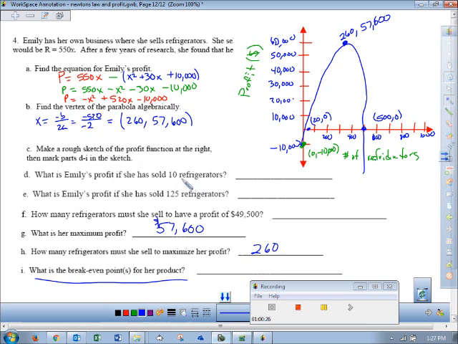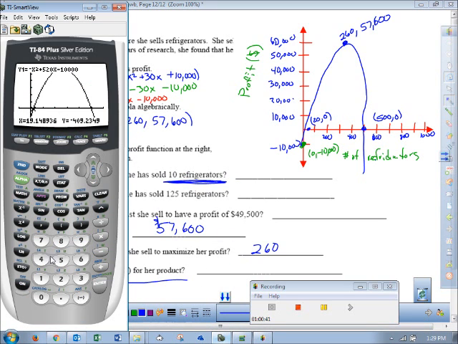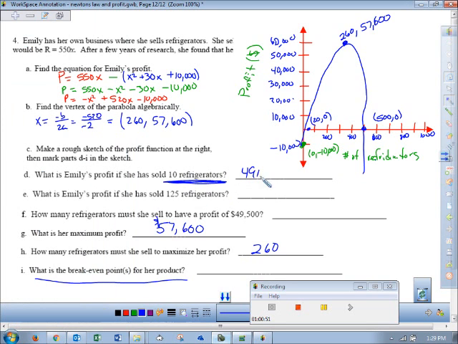What is Emily's profit if she has sold 10 refrigerators? What is refrigerators, an X value or a Y value? So let's trace 10 and see what happens. Trace 10. What do you got? Negative $4,900, right? What's her profit? $4,900 loss. She doesn't have a profit yet.